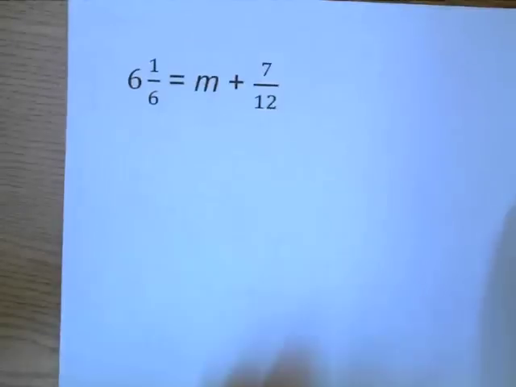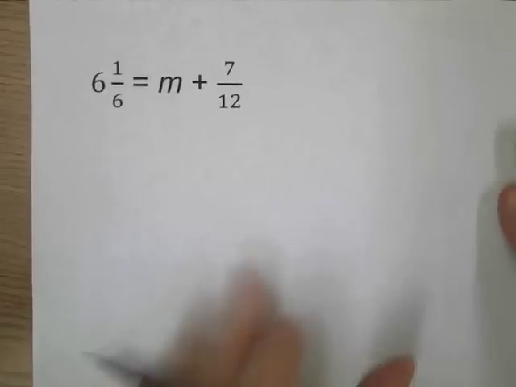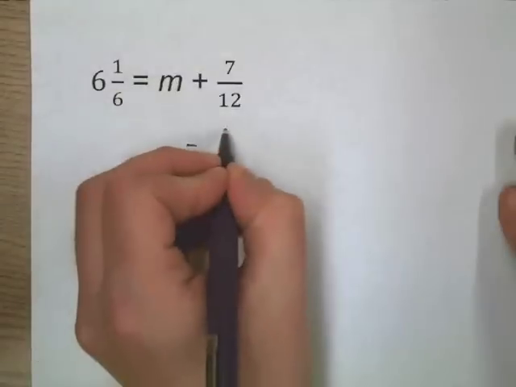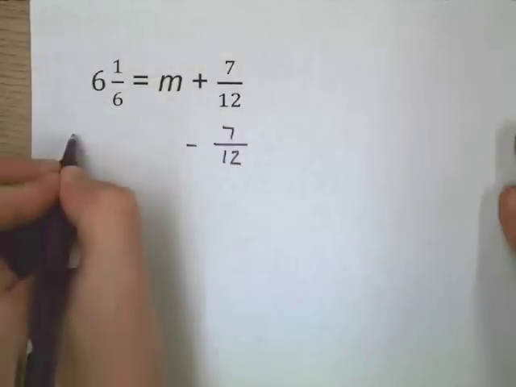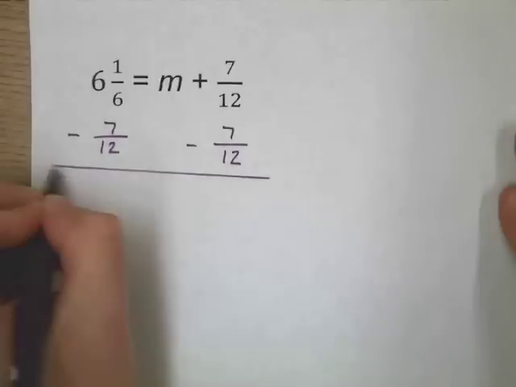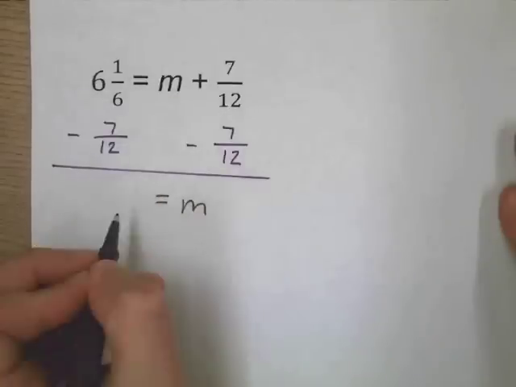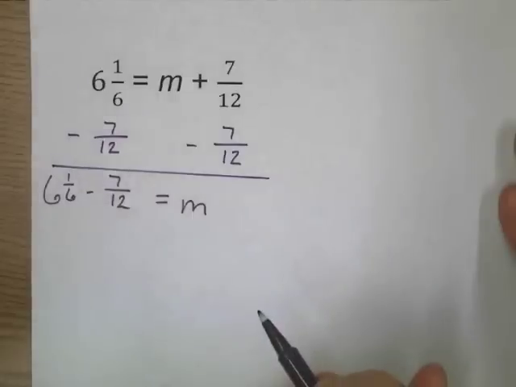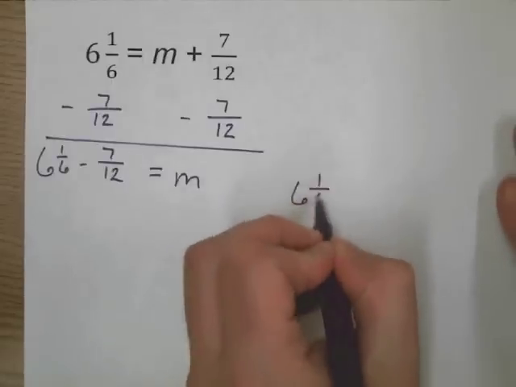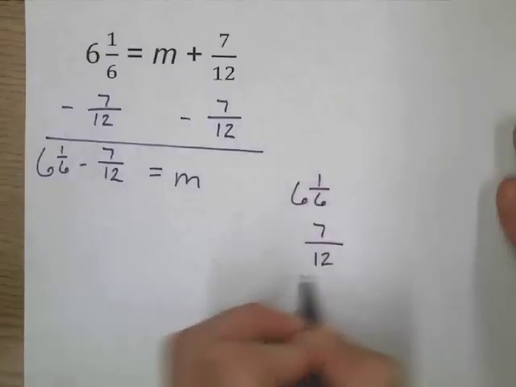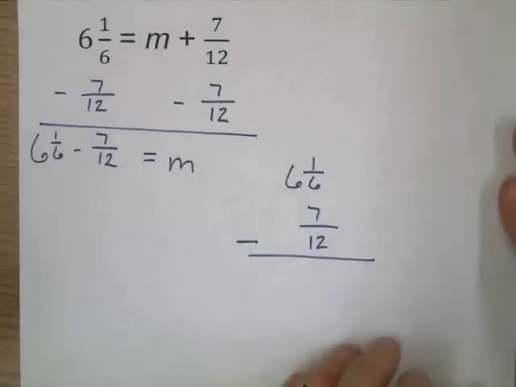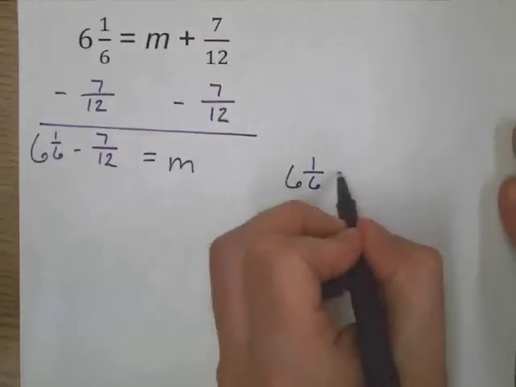Let's take a look at one more here. Here we have 6 1/6 equaling m plus 7/12. Well, I want to get m by itself, so I'm going to do the inverse of addition, which is subtraction, and subtract 7/12 from both sides, which leaves me with m by itself and 6 1/6 minus 7/12 on the other side. I'm going to rewrite that vertically, give myself a little space to work. So, I need to find a common denominator. I think I'll use 12ths.